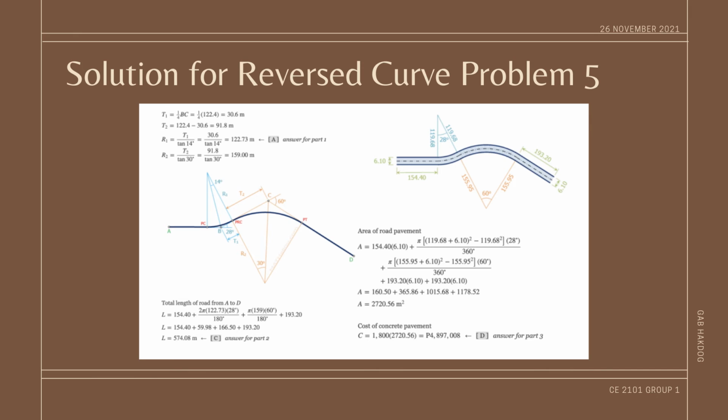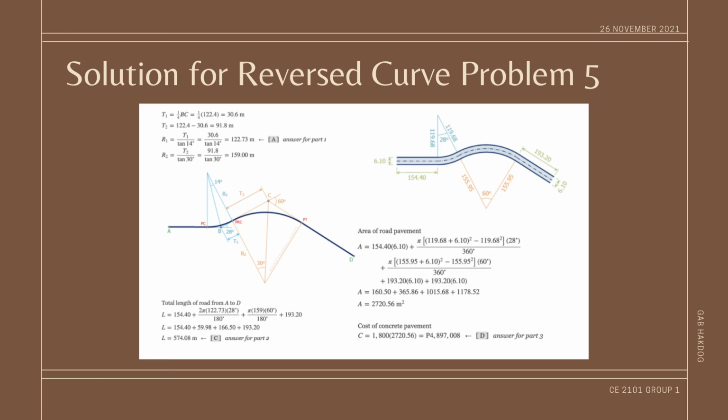So we are here at the solution for reverse curve problem number 5. Okay, so we have here different formulas that are conditions that were stated a while ago. So first we have the first tangent, or T1. It is equal to 1/4 times BC. As you can see here in the figure, we can substitute them. So it's equivalent to 1/4 times 122.4 meters. To equate that, we have an answer of 30.6 meters.